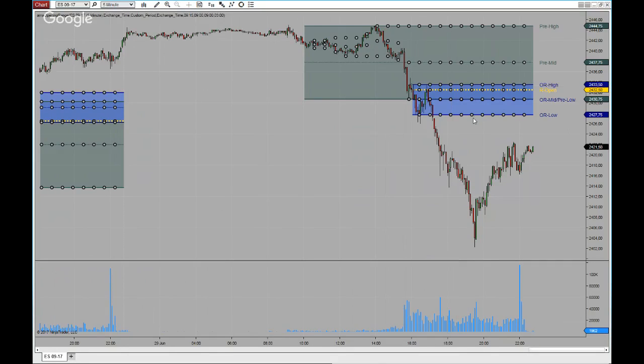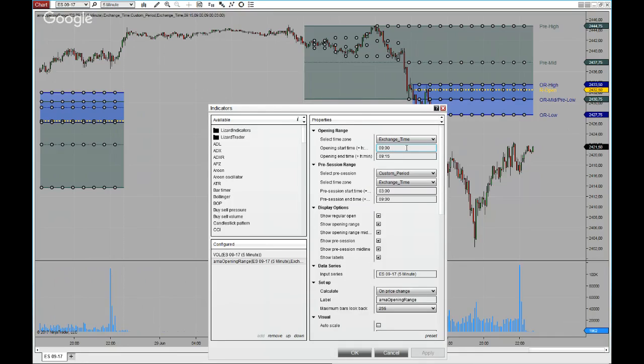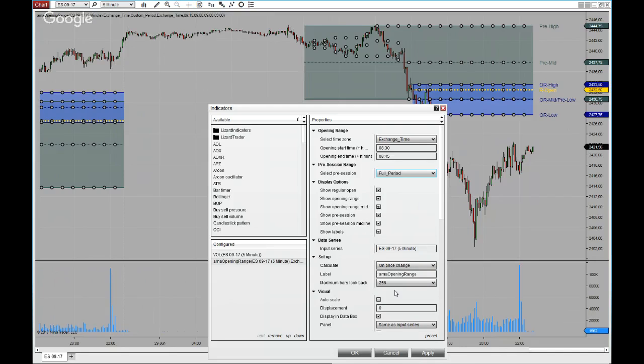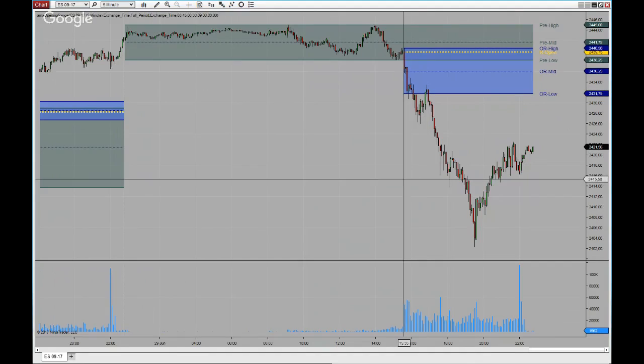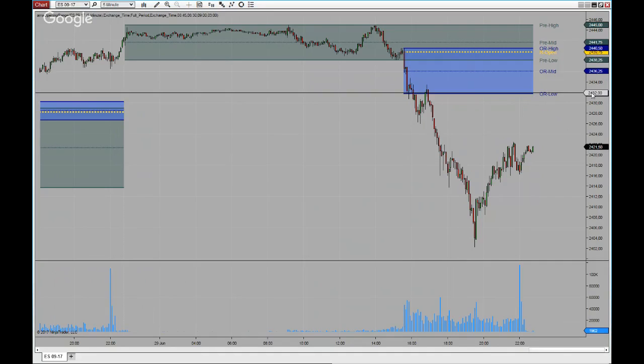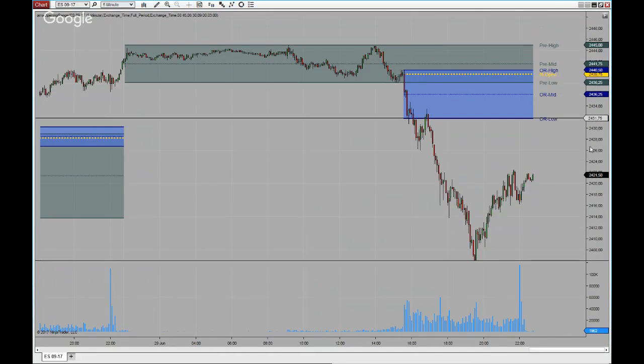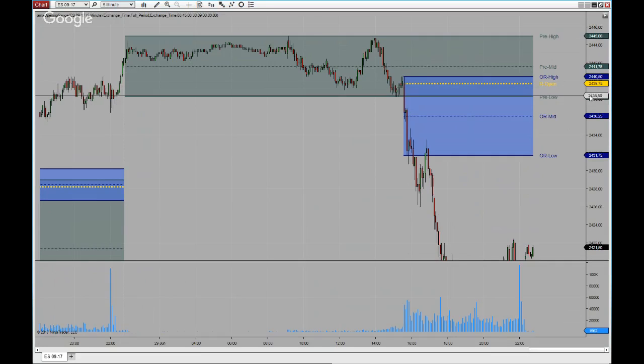The exchange time for the ES is 8:30 Chicago time. And so if I'm using an opening range of 15 minutes, I would set that to 8:45 ending time. And I would probably just use a full period for the ES. Now this is lined up with the open volume. So you see here that this is now correct. We see here an open of 2439.75.